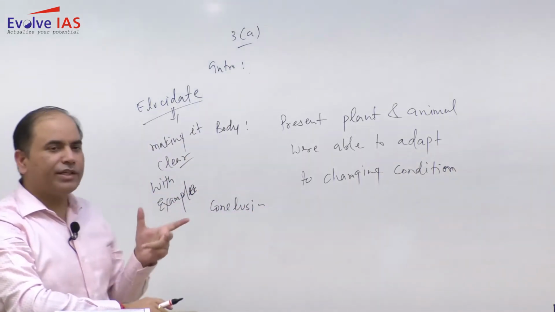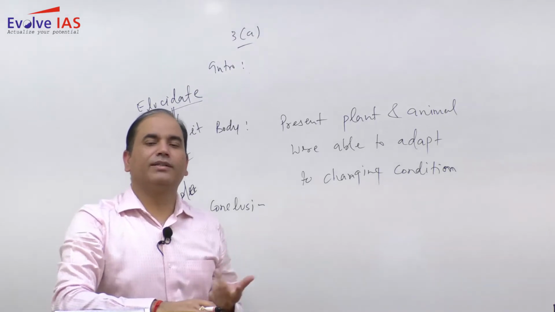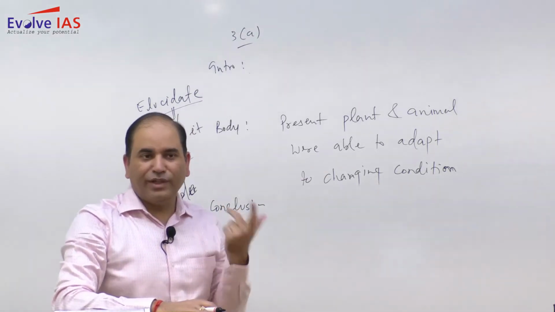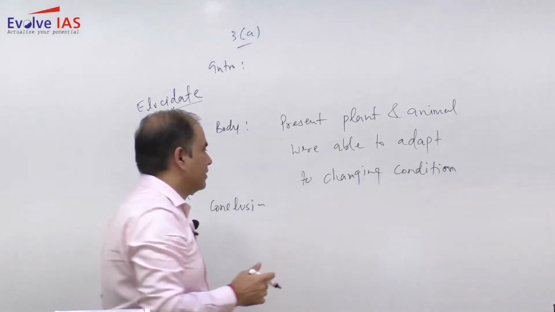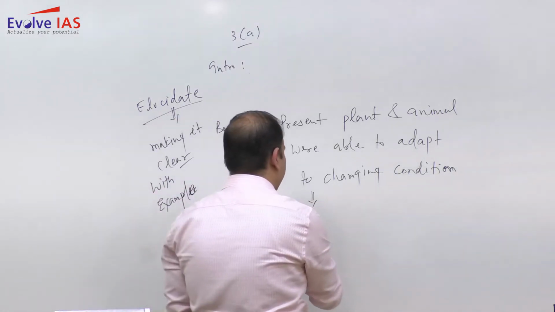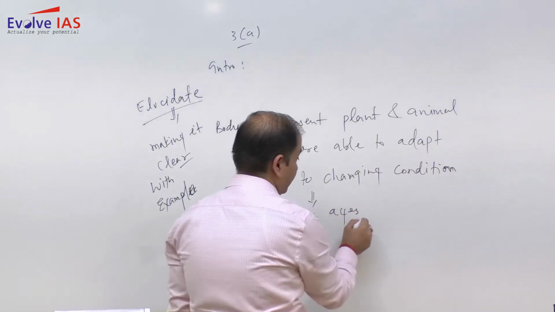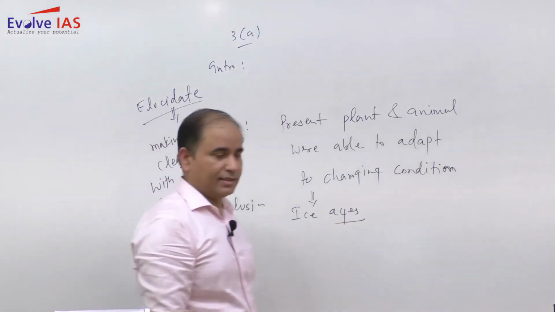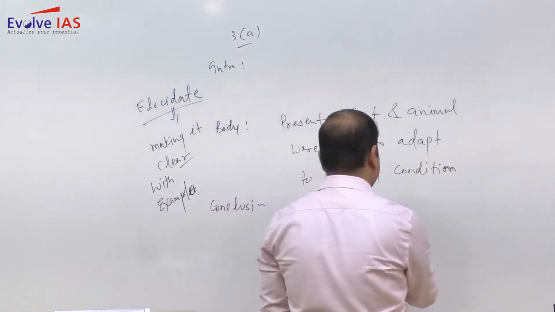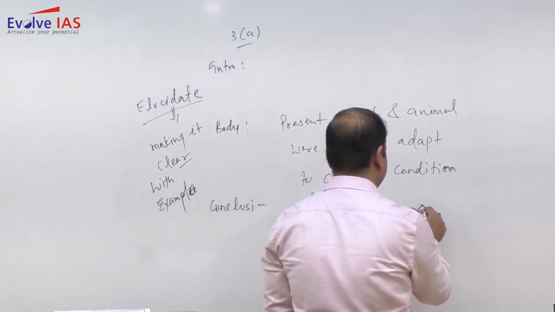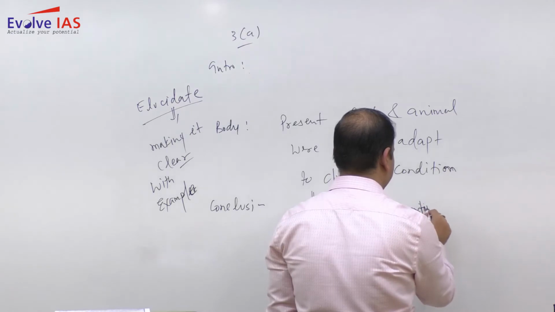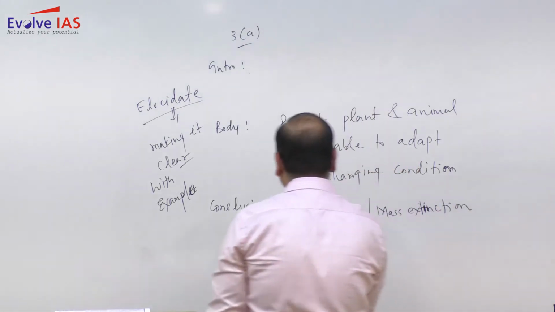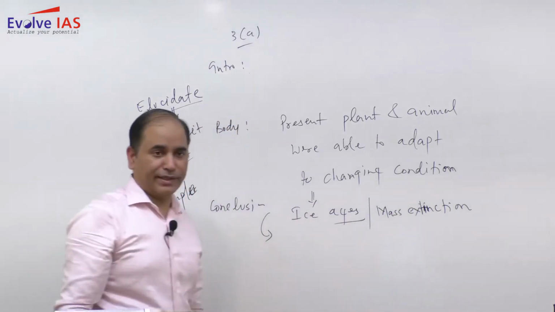So these changes that have happened, what are some of the changes that you should highlight? You need to primarily talk about the different ice ages, because the earth has witnessed different ice ages. Then you will have a mass extinction in the last 250 million years.